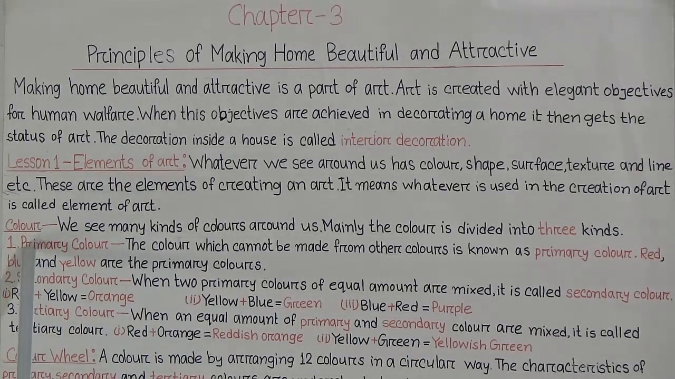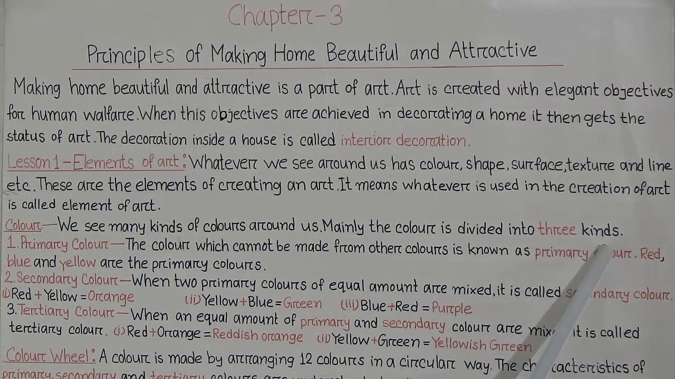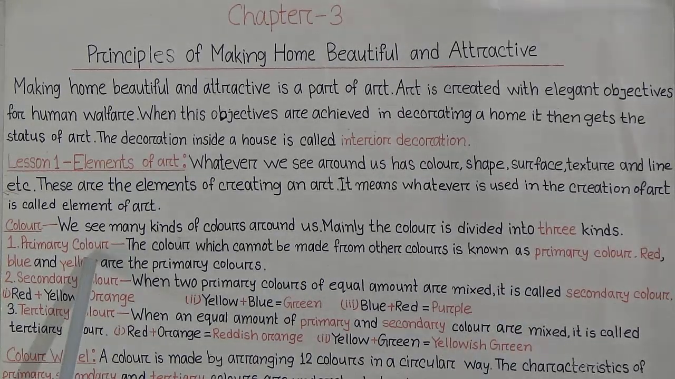Okay, now color. We see many kinds of colors around us. Mainly the color is divided into three kinds. How many kinds? Three kinds. They are primary color, secondary color and tertiary color. Now we'll discuss primary color.